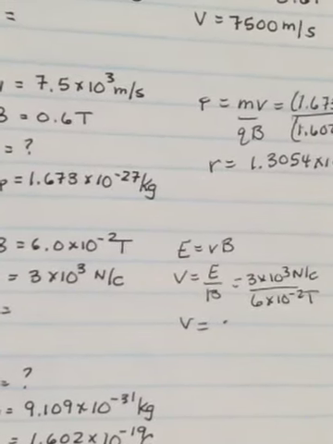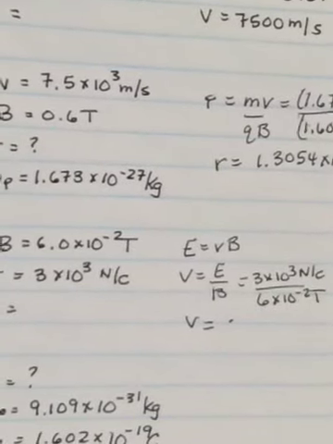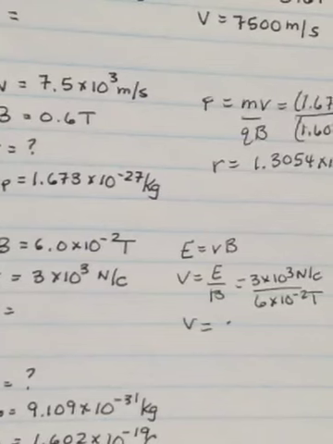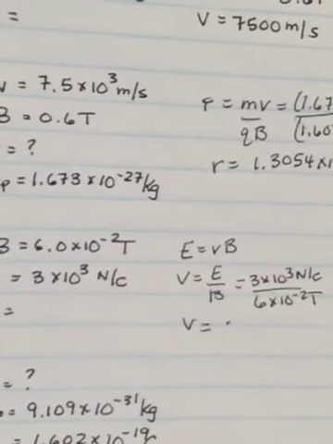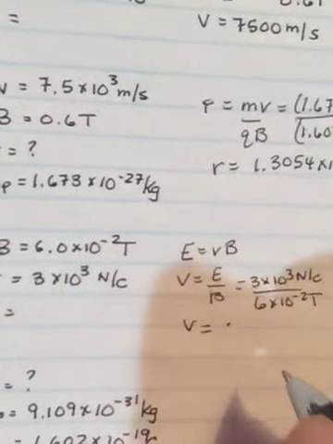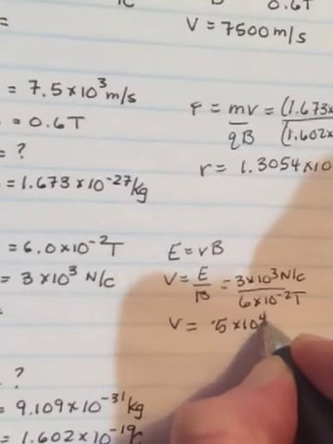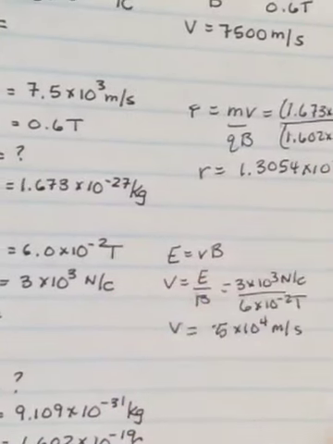Sorry, I can't even make up my own writing. 3 to the third divided by 6 to the negative 2, so it's going to be to the fifth, right? Fourth. Oops, yeah, because it's 0.5 to the fifth. So 5 times 10 to the 4th meters per second.